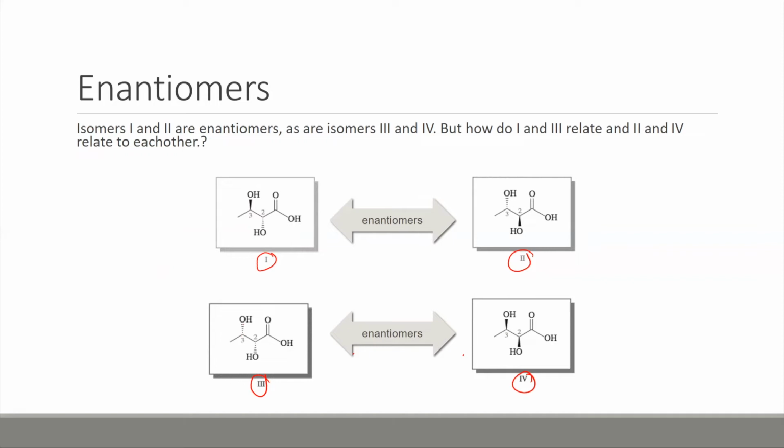You can see this when they're drawn out. Here, this is a hashed or dotted OH on both of these, and here they are wedged and coming forward. So either both back or both forward. Those are mirror images. And here we have 1 forward, 1 back, and 1 back, 1 forward. So these are also mirror images. But how do the other compounds relate to each other? For example, how do 1 and 3 relate? And how do 2 and 4 relate?